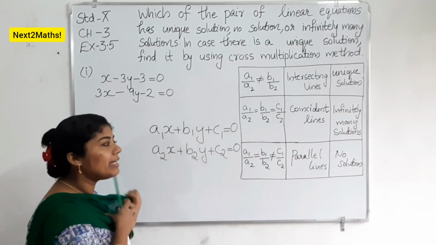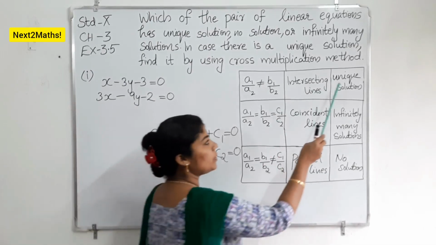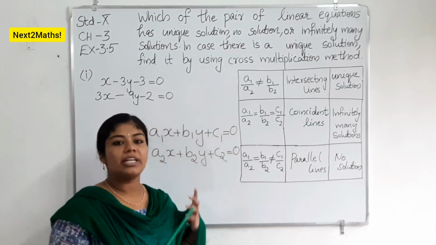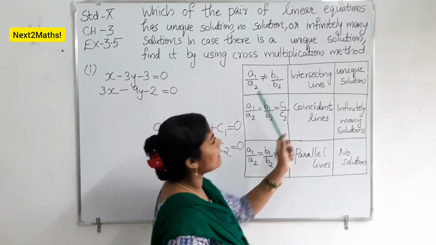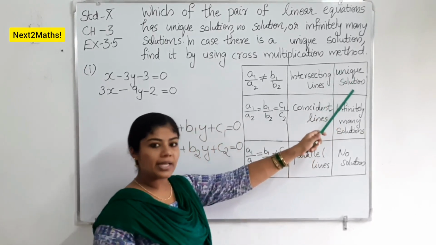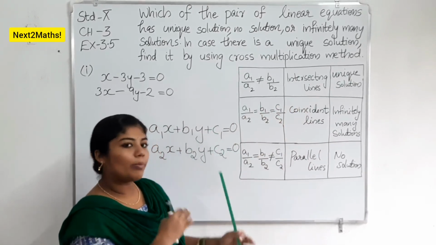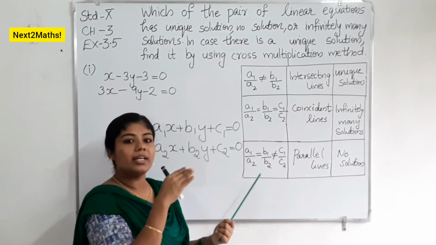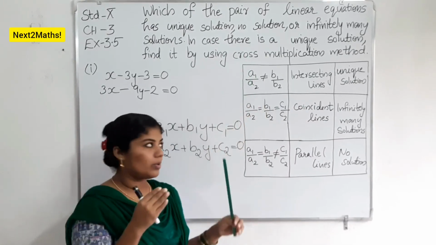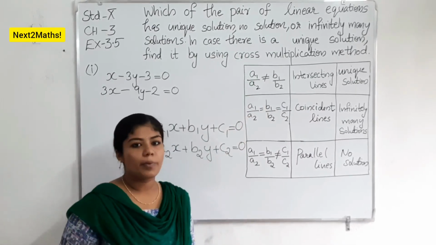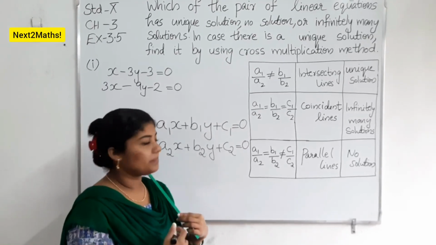If there is a unique solution, what is a unique solution? It means exactly one solution. If there is exactly one solution, you can find that solution by the cross multiplication method. As the name itself says, cross, you can cross the values. So let's check our first problem.